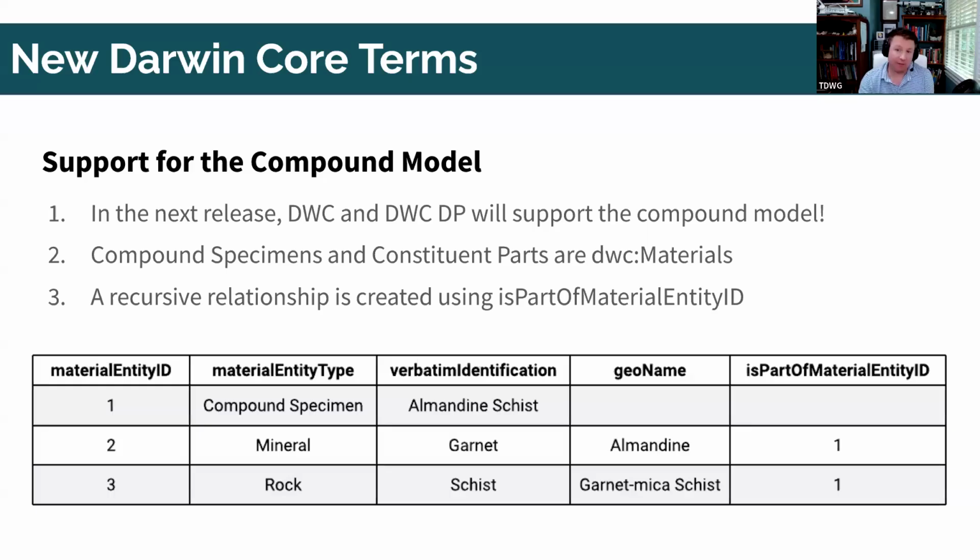And then there is support for the compound model in Darwin Core DB and Darwin Core. So there's this new thing called is part of material entity ID, and this is a simplified view, you have a compound specimen, Talmuddin schist, that's the name, with 2 parts, and they relate to it through a self join. So if something doesn't have a parent, it's assumed a specimen, and if it does, it's assumed to be a part. So it's good.